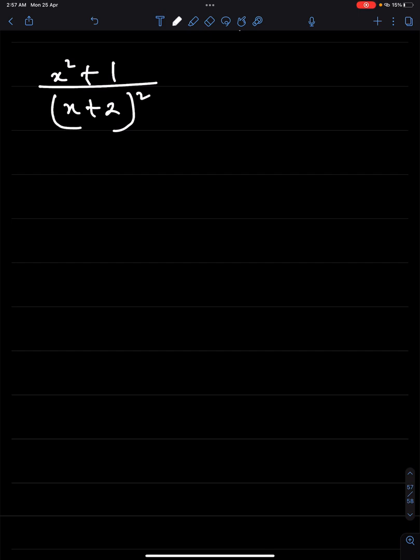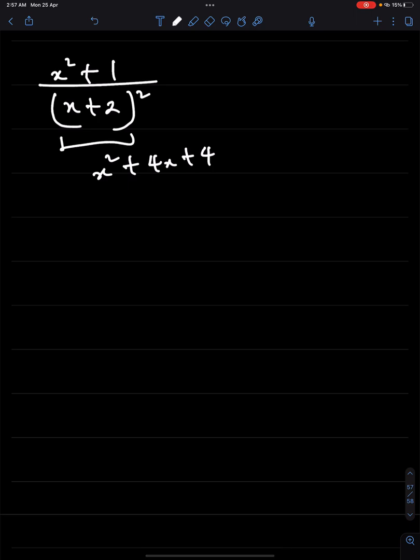First of all, before you resolve any fraction into partial fractions, you must check if that fraction is a proper fraction or an improper fraction. So let me expand this denominator. X plus 2 squared is the same as, if you expand that, x squared plus 4x plus 4.